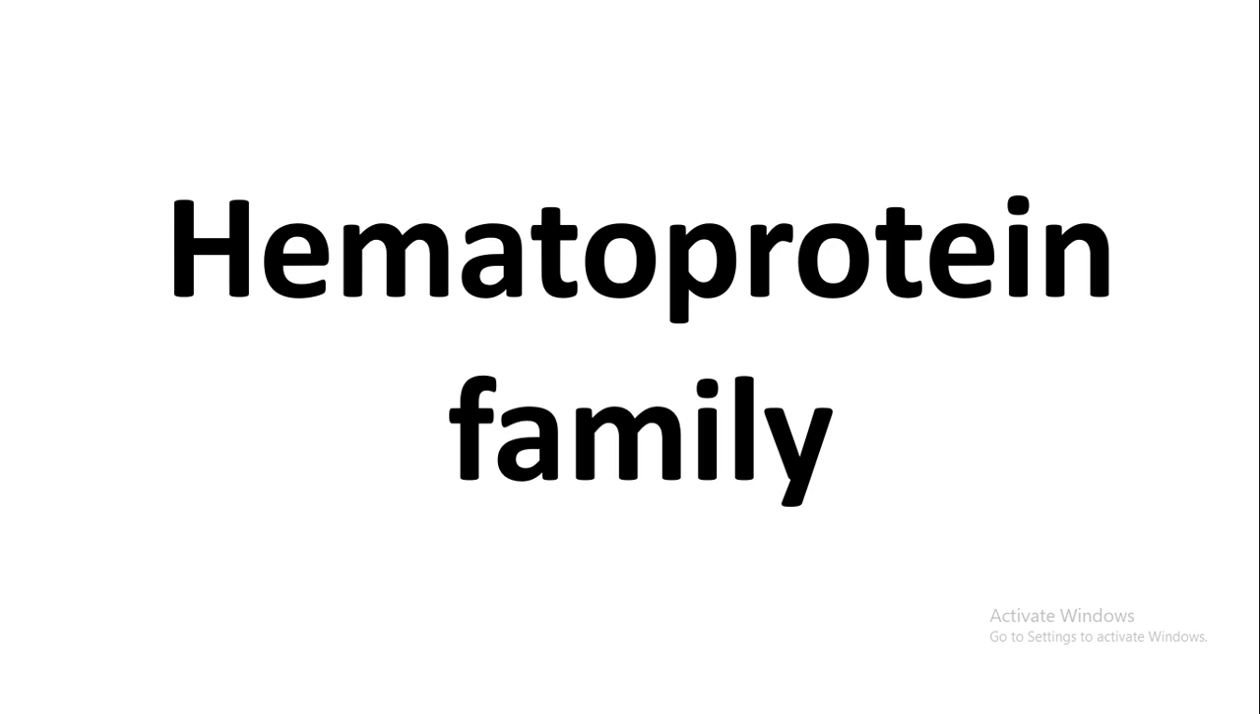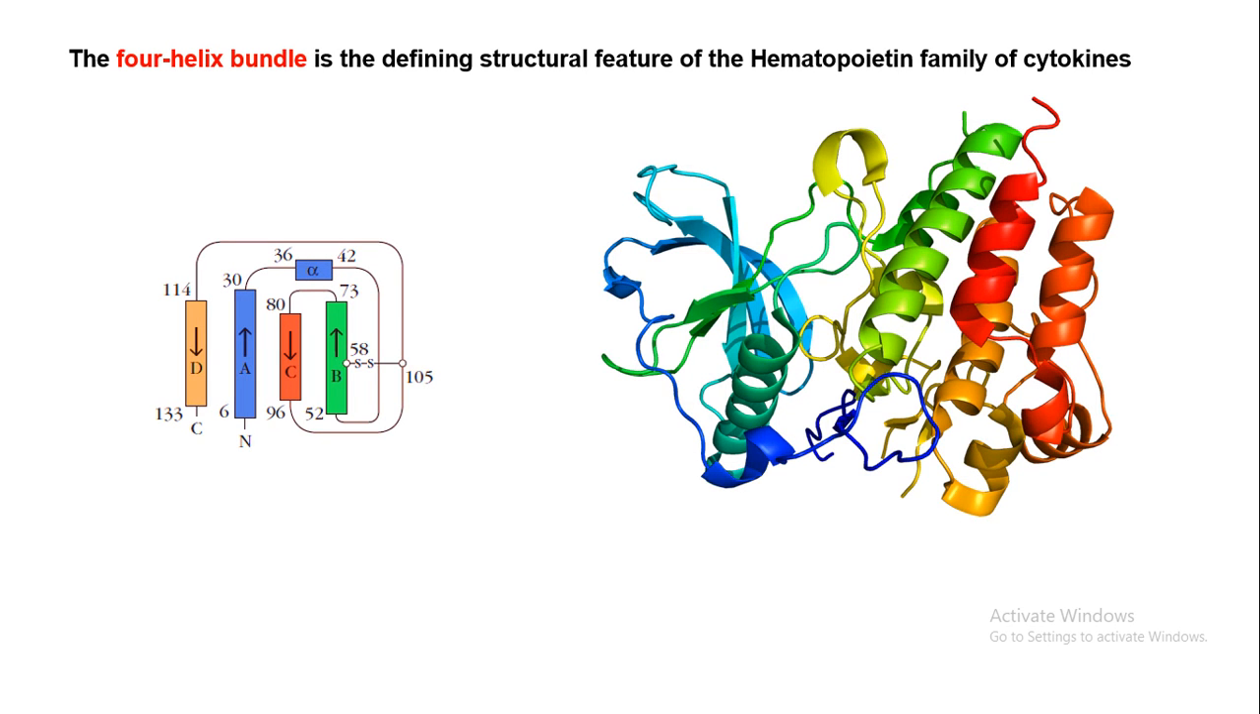Now we come to the hematopoietin family. The hematopoietin family name comes from the hematopoietic pluripotent stem cell; earlier they were thought to be important for hematopoiesis. Now the hematopoietin family has important members. One of the most important members is interleukin 2, and interleukin 2 has a very important role in the immune system. The basic characteristic of this family is that they have a 4-helix bundle. So this is the structure of the 4-helix bundle that hematopoietin family cytokines possess.